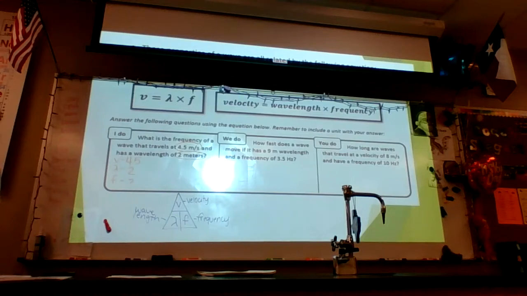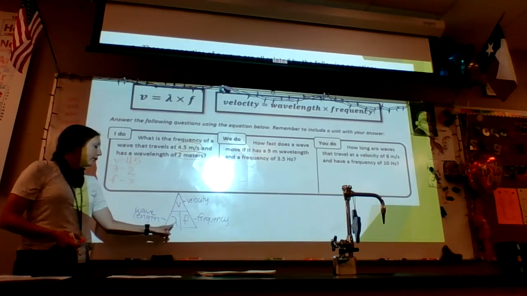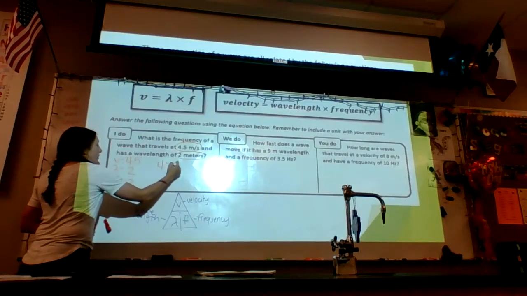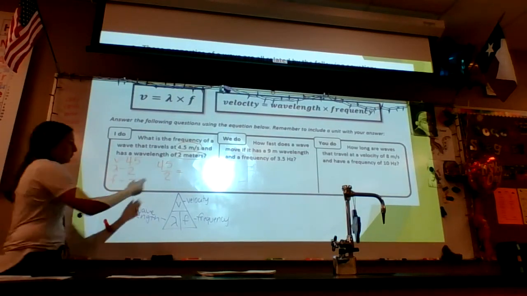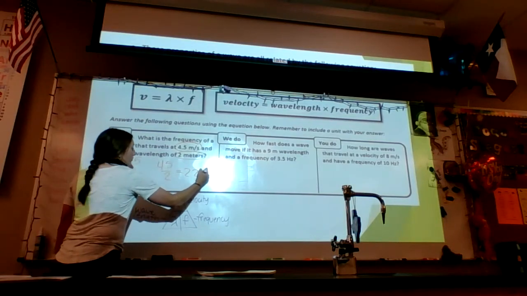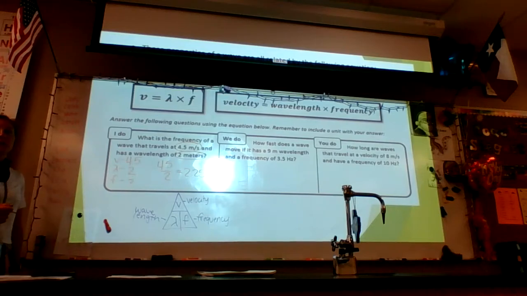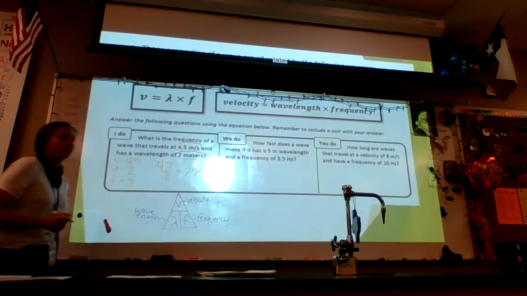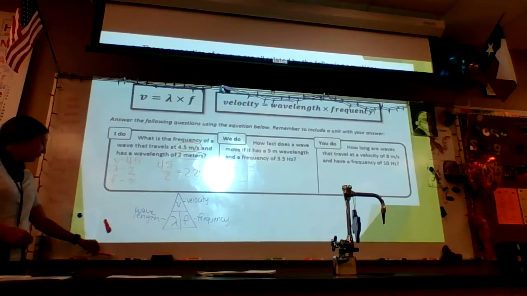Somebody tell me what I'm going to do with my math. Divide. I cover up my F because I'm missing frequency. V over wavelength. Velocity over wavelength. So 4.5 divided by 2 is 2.25. And what unit goes with frequency? Hertz, which is capital H, little z. So this one we found frequency.